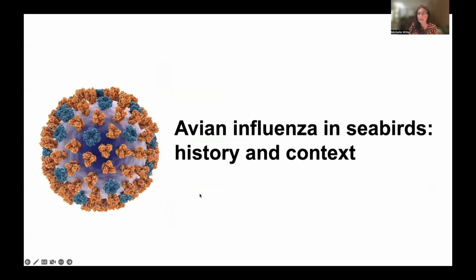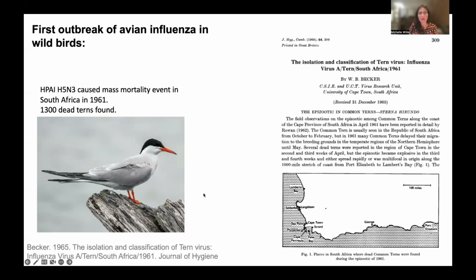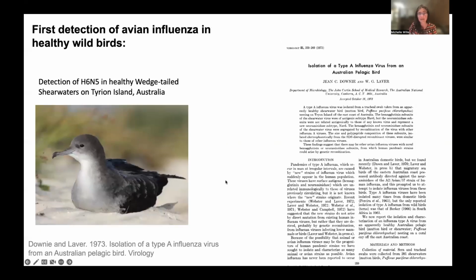Now, changing tack, I just want to talk a little bit about avian influenza viruses in seabirds. Prior to the 1960s, avian influenza virus had only been described in poultry. But then there was a mass mortality event in South Africa in common terns, and an H5N3 virus was isolated. So this allowed us to appreciate that these viruses are found in both poultry and in wild birds. About 10 years later, we detected avian influenza virus in healthy birds, in this case in wedge-tailed shearwaters in Australia.